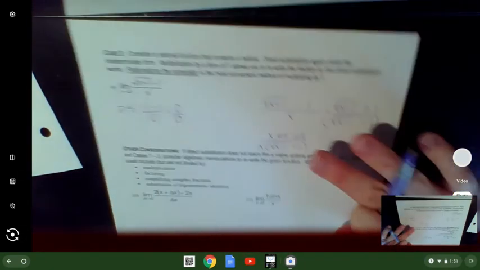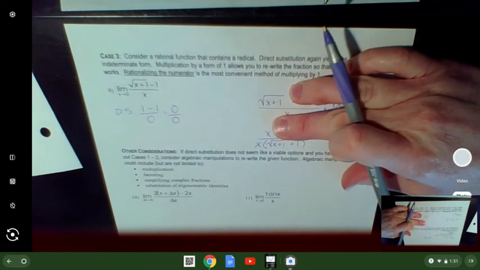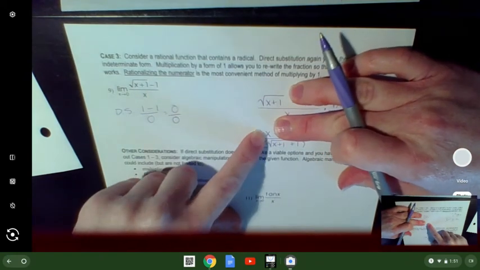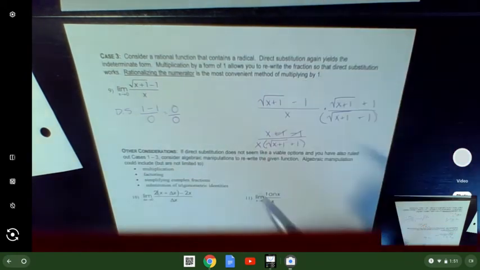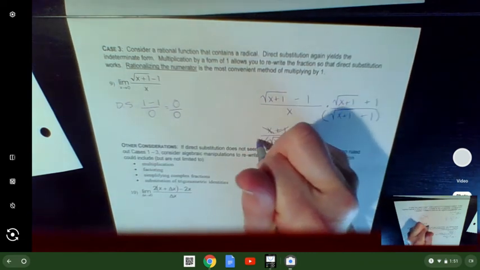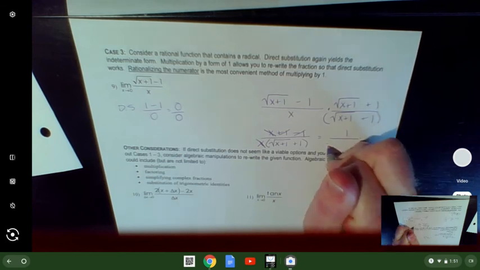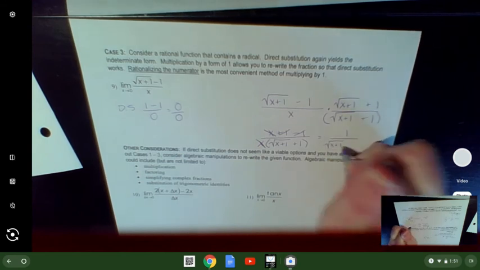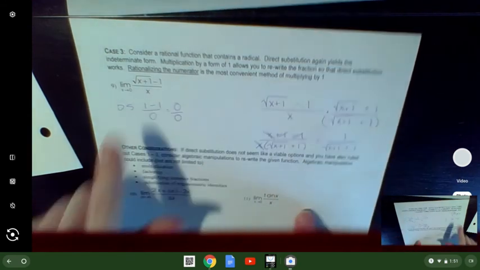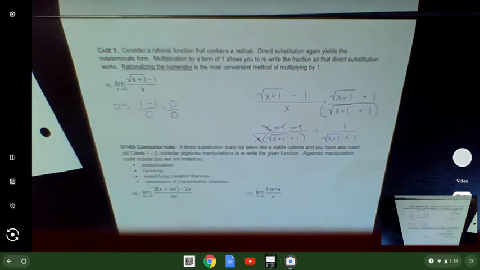Now that we've canceled out these 1s up here, I'm going to cross those out. You'll notice we have a factor of x in the numerator. We have a factor of x in the denominator. Those actually happen to cancel as well, leaving us with 1 over the square root of x plus 1 plus 1. We have really unrationalized this function by rationalizing the numerator.